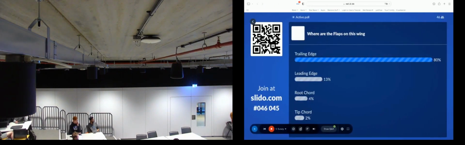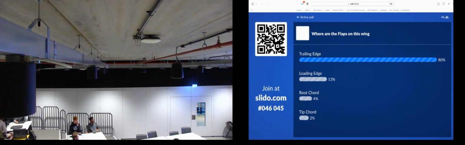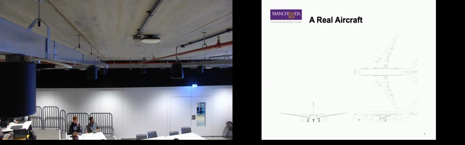So the root chord and the tip chord are these here. So this is the root chord, and that's the tip chord, and they obviously on this do not have flaps. Okay?